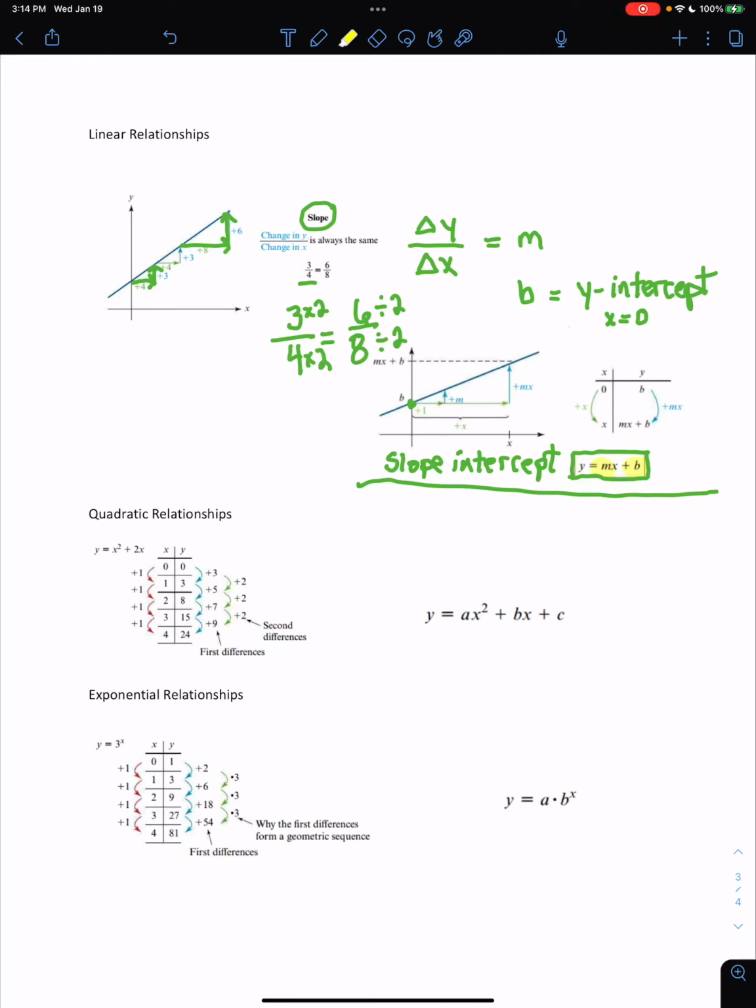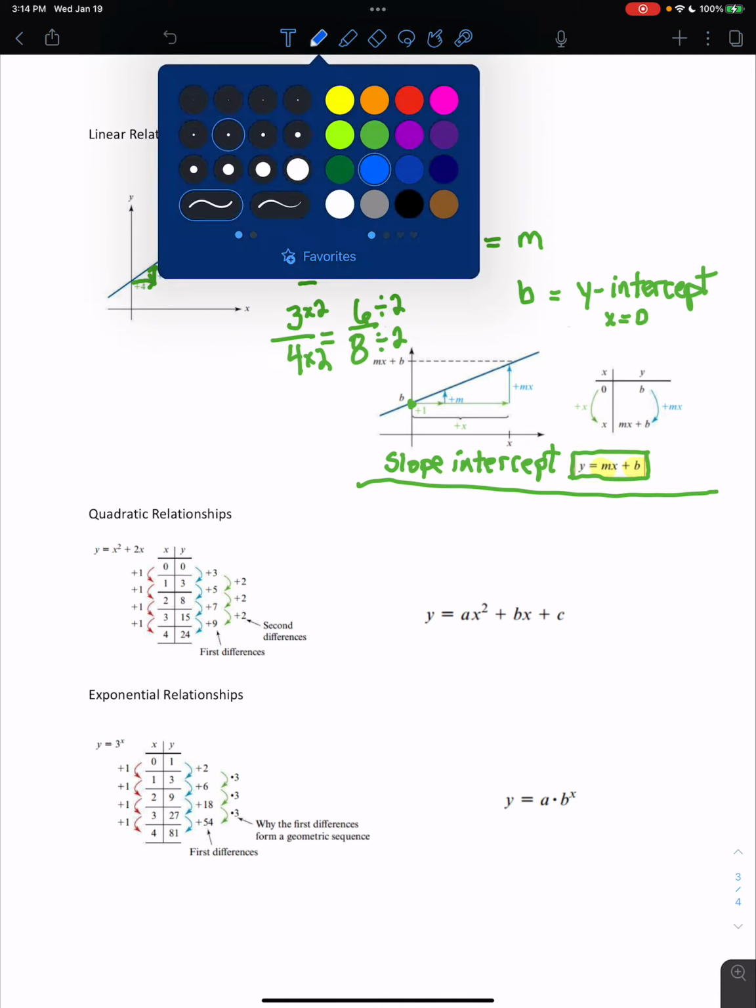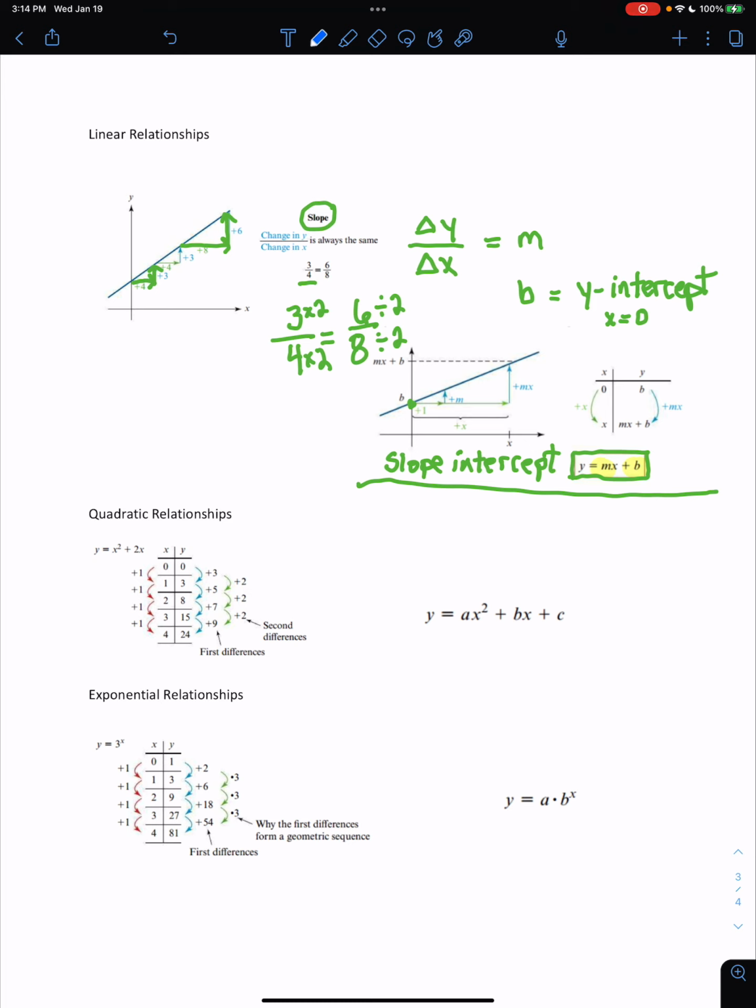So let's now move on and look at quadratic relationships and exponential relationships, and we'll compare them to linear relationships. So again, here we have a table of values. And just like when we were looking at sequences and we looked at how the values are changing, we can do that with this table of values.